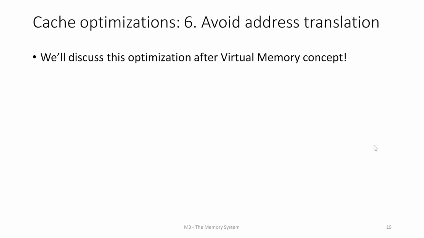Now the sixth optimization, avoiding address translation to be in critical path of the cache access. We are going to discuss it after the virtual memory lecture.